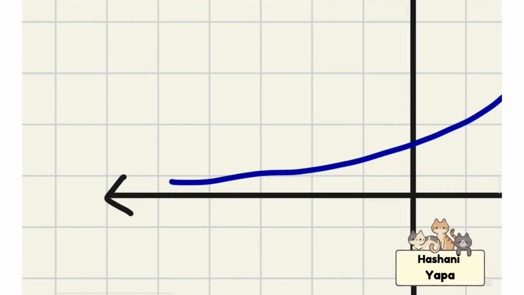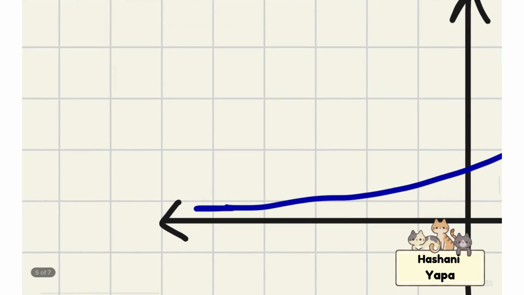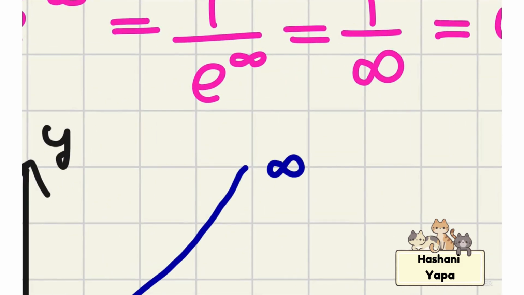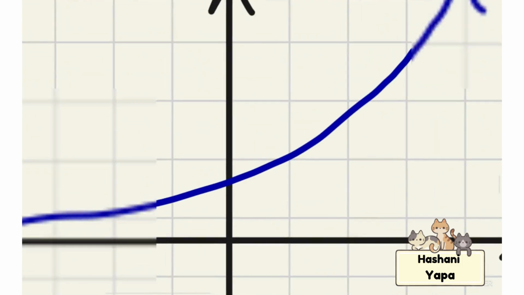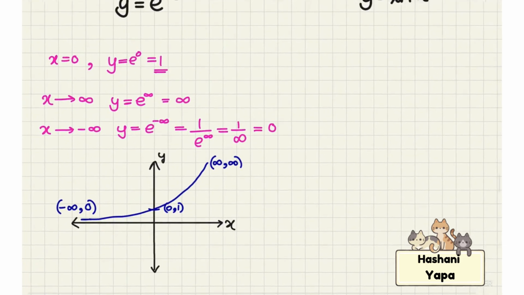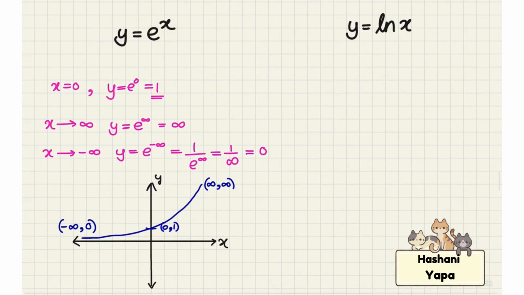So y at this point is getting close to 0, but never reaches 0. So we call this point (minus infinity, 0). And this point right here is going to be plus infinity, this coordinate. And this is going to be (0, 1). This is our y equals e to the power x graph.